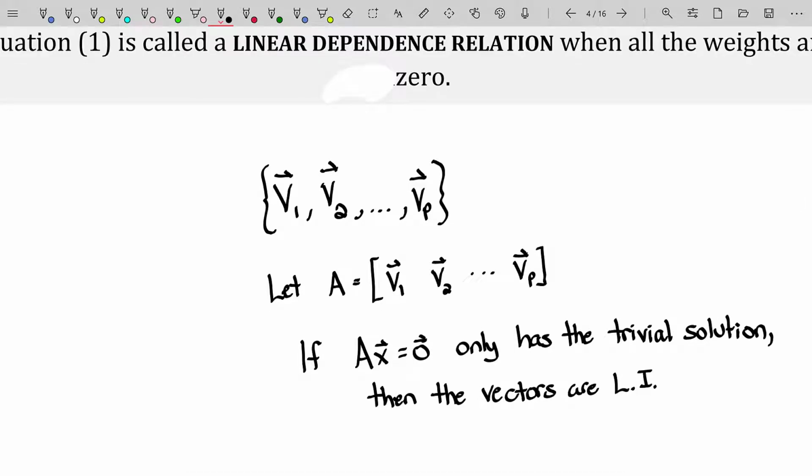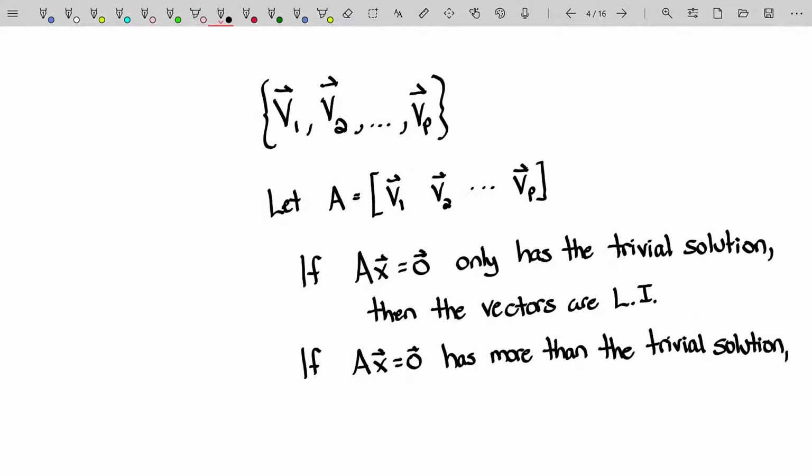If the matrix equation AX equals 0, which is a homogeneous equation, only has the trivial solution, so no other solution but the trivial solution, then those vectors are linearly independent. If the homogeneous equation has more than the trivial solution, if it has the trivial solution and then more solutions that are non-trivial, then those vectors are linearly dependent. That's it. That's linear independence versus linear dependence of vectors. And that is hugely important.